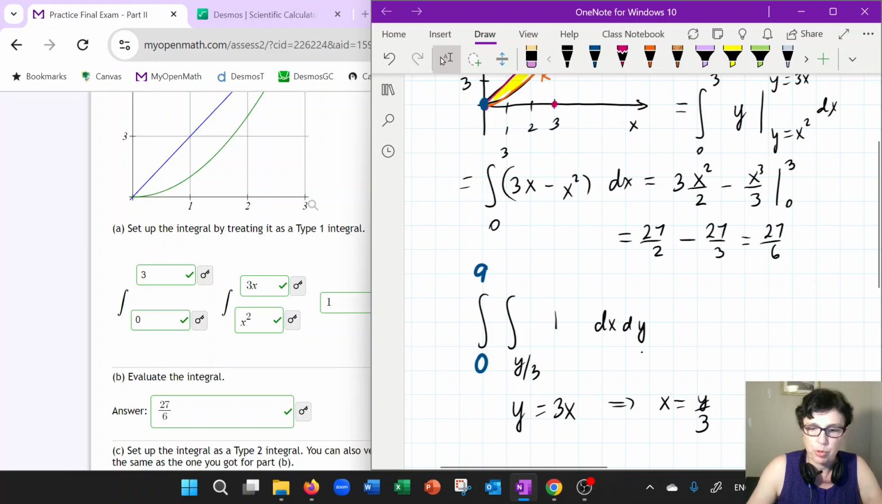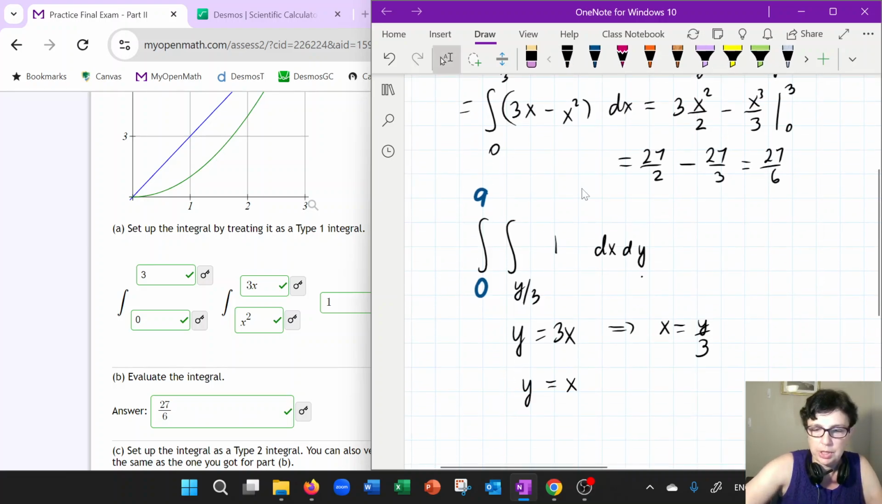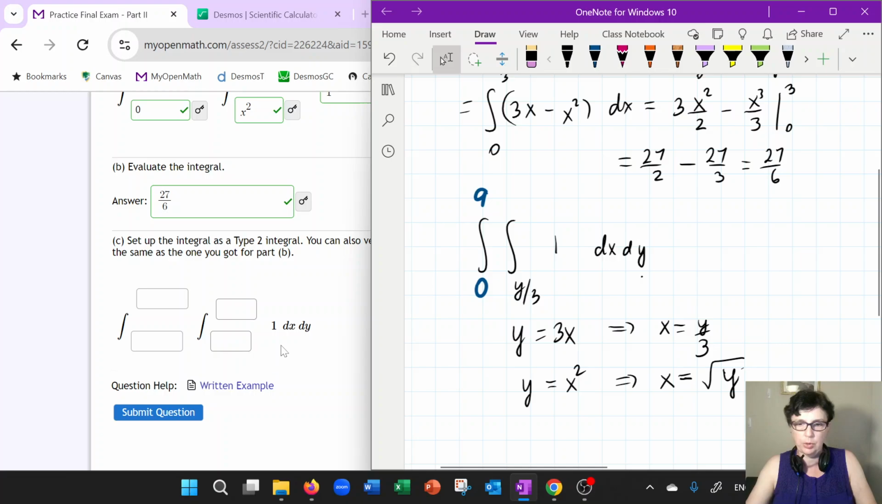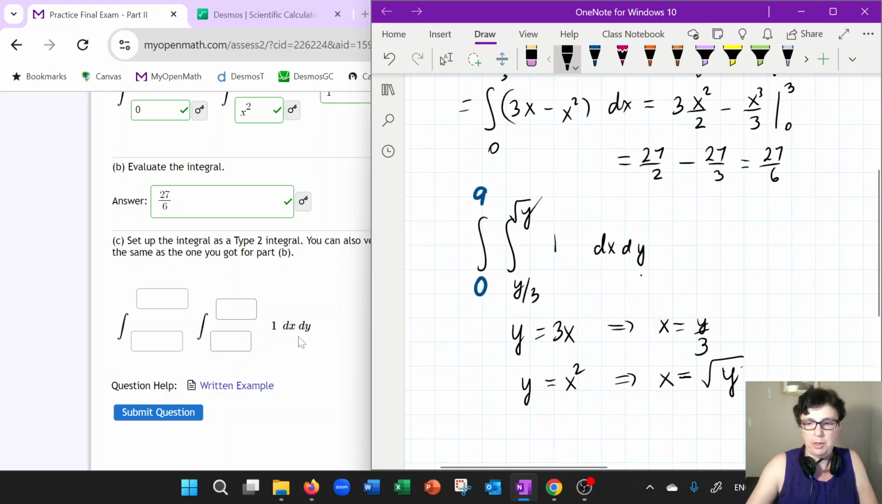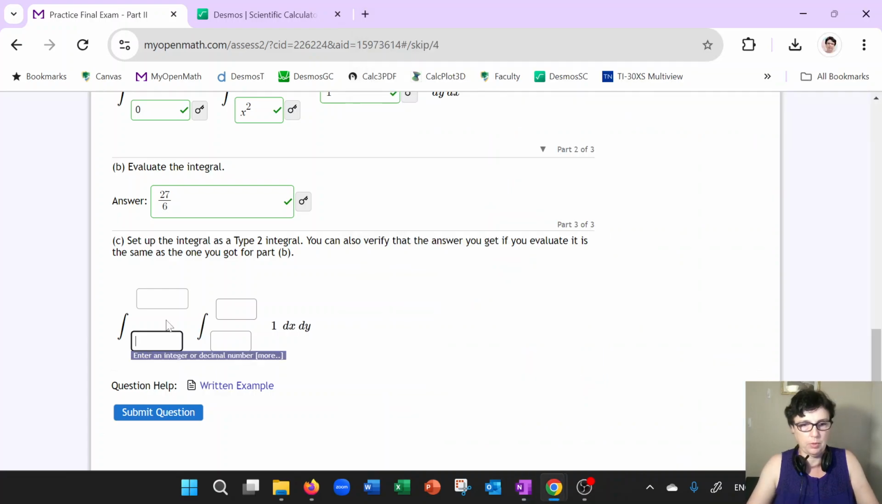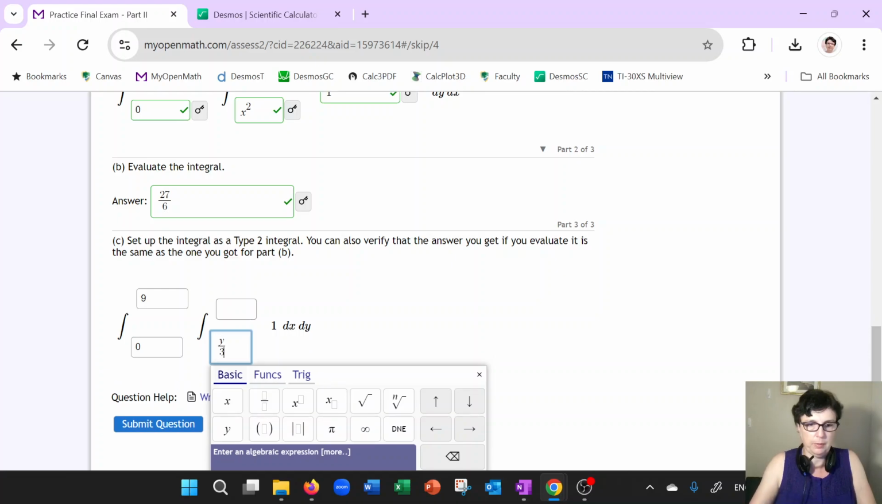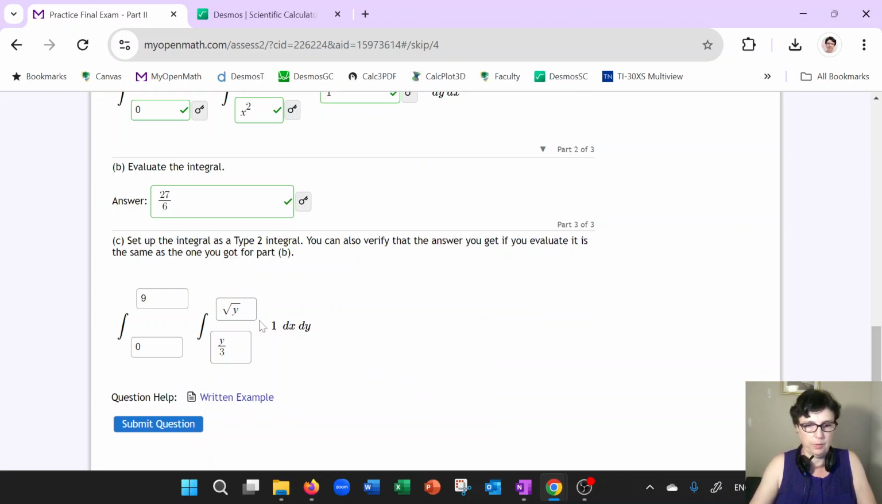Now, the right curve is the parabola. The parabola was y equals x squared. Solving that for x and noting that x is positive, so we don't have to worry about the plus minus business, right? Theoretically, it's going to be plus minus. But this is going to be square root of y, right? x equals square root of y. Okay. And so that's going to be the right curve. All right. So that goes here. So this would be 0 to 9. And then we had y over 3 on the bottom, square root of y on the top.